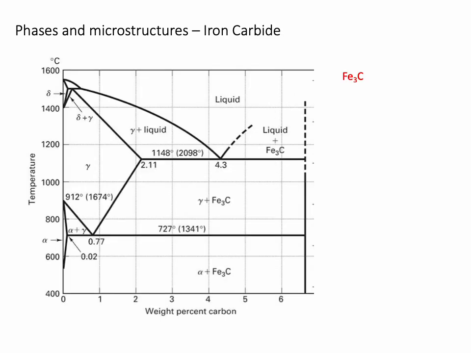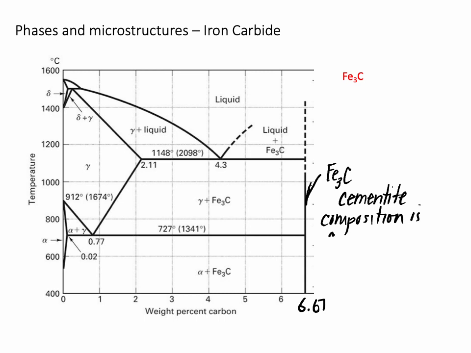The other phase is way over on the other end of the phase diagram at 6.67 weight percent carbon. And that phase only has one composition at all temperatures, and it is Fe3C, which we also call cementite. Okay, so those are our phases for this phase diagram.